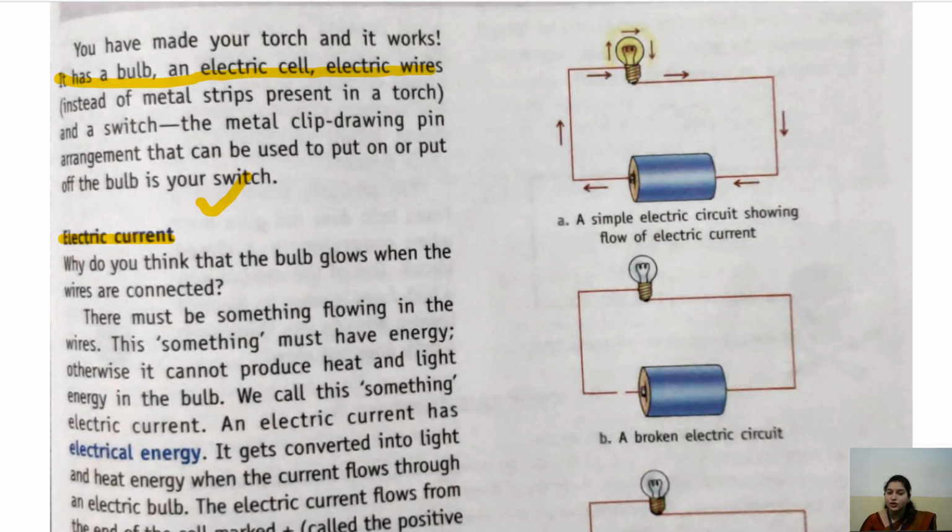Okay, what is that flow of charge called? That flow of charge is called electric current. That flow of charge that is enabling the torch or the bulb to glow is called electric current. That electric current will have certain energy. Because of that energy, the electric bulb is glowing, and if you ever touch the glowing electric bulb, it feels very hot after some time.